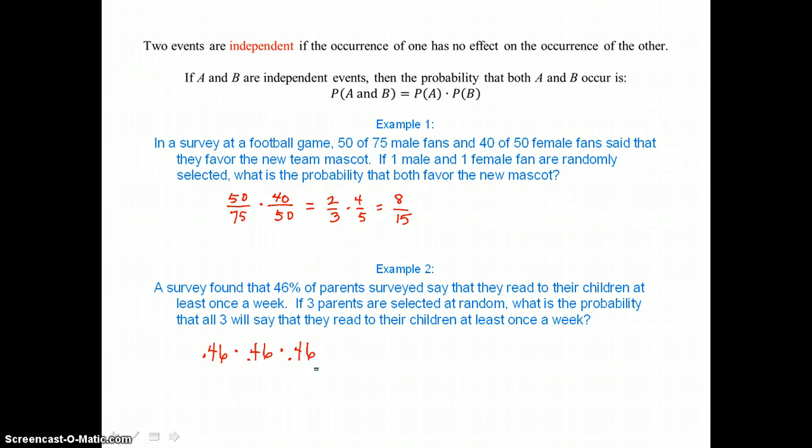So we're just multiplying these three probabilities together. So it's just 0.46 raised to the third power. That's what I'll put in my calculator to approximate this probability. And this probability then approximates to 0.097 rounded to 3 decimal places. So a 0.097 probability that 3 parents selected at random will say that they read to their children at least once a week.